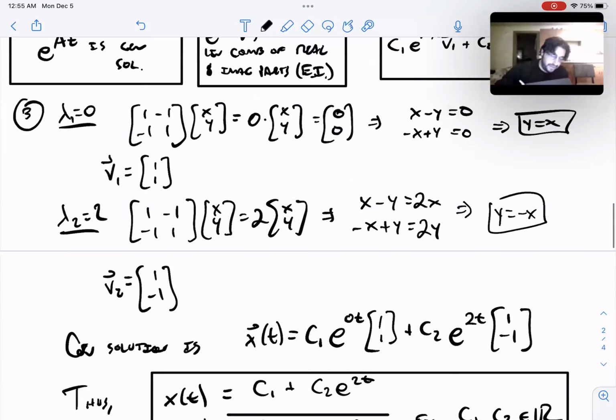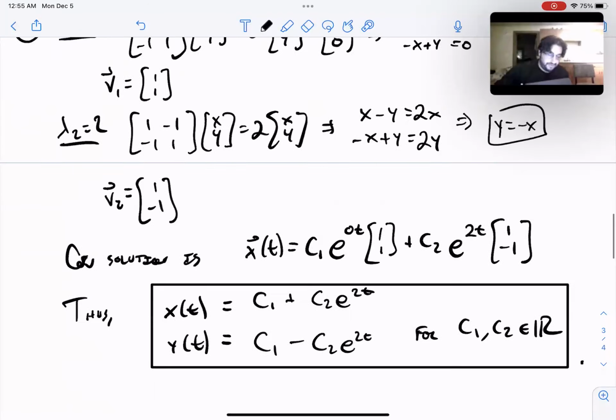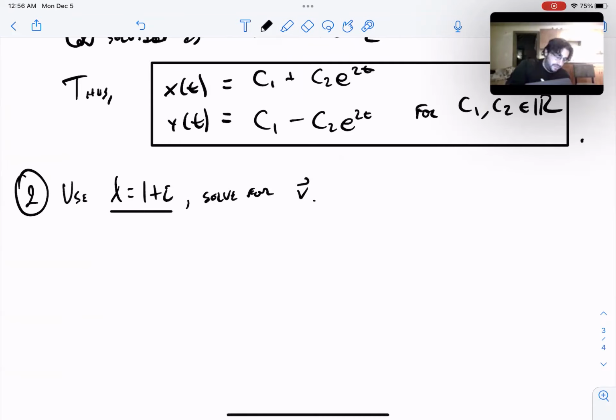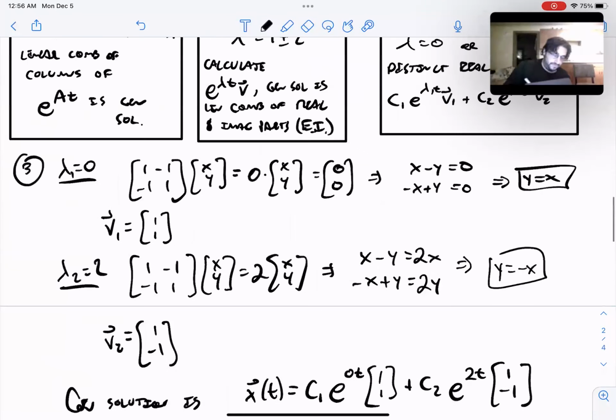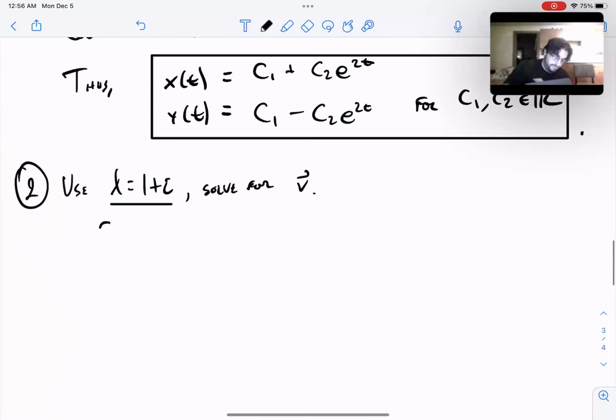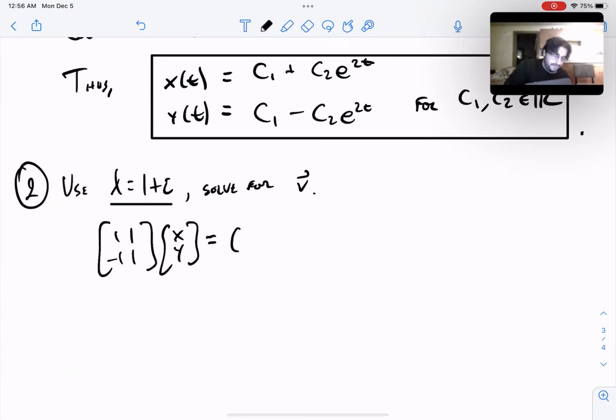Okay, now let's do system 2, right? So system 2, what do we have? We had this lambda equals 1 plus i. Let's use that as our eigenvalue. Let's solve for an eigenvector. So what is our matrix here? Our matrix here is [1, 1; -1, 1]. So take that times (x, y). We want that to equal 1 plus i times (x, y).